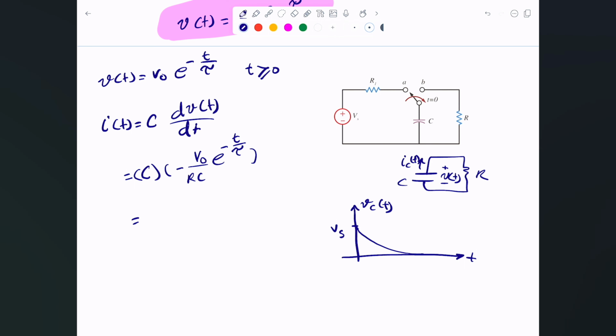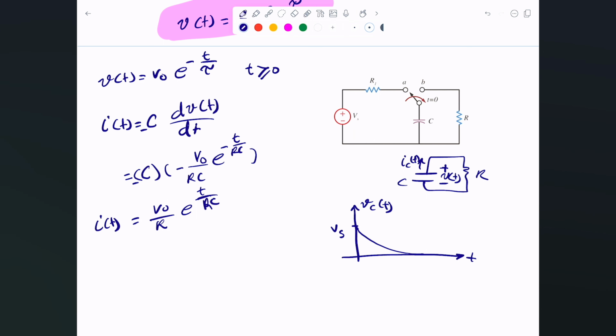And in terms of passive sign convention, we have a negative in here, we have a positive in here. So for IC of t, we have to put a negative in here. That will give us V0 divided by R, e to the negative t divided by tau or RC. I can either write tau or RC because for RC circuits it's simply RC. Okay, and I believe that will be it. So that's I of t.